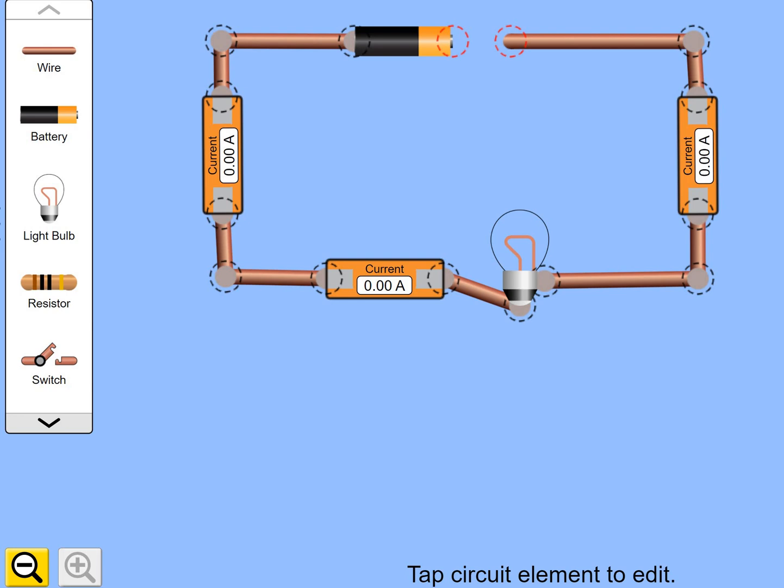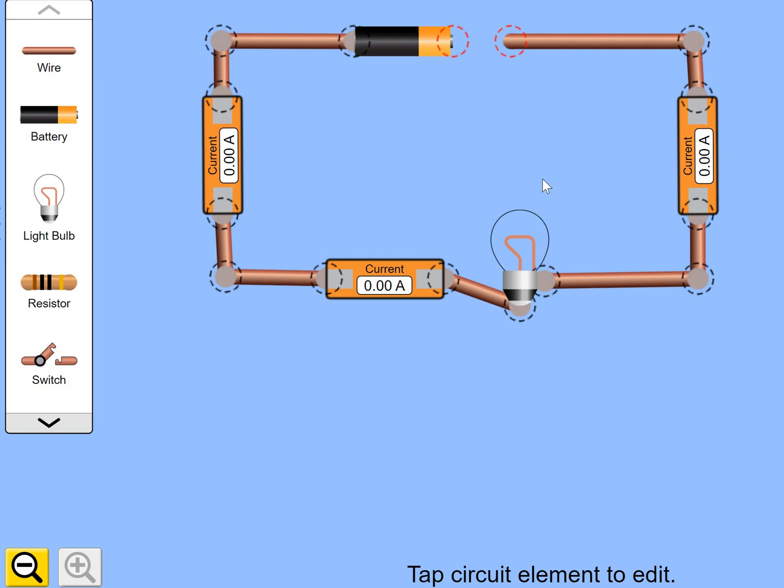Hello, we have here a simple series circuit. You can see here we've got a power source, one battery. We've got 1, 2, 3 meters that read current. They are ammeters. Because the circuit at the moment is broken, the current reading is 0 amps. We've also got one bulb in the circuit at the moment.